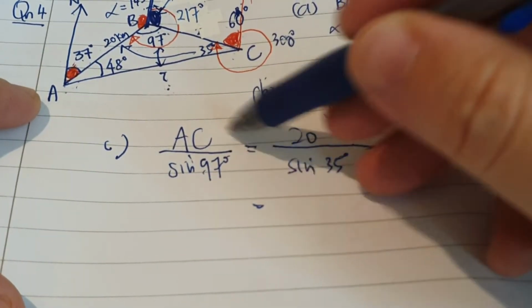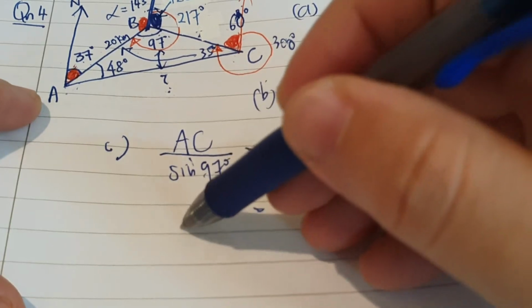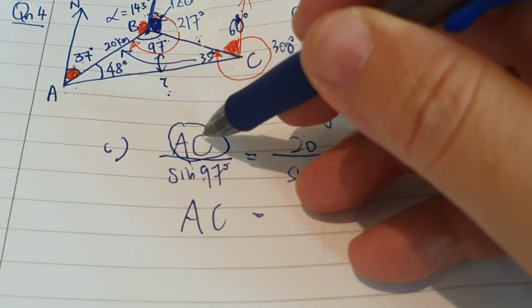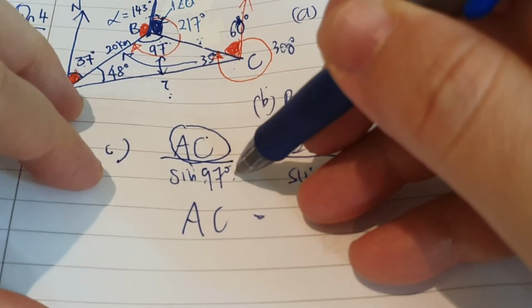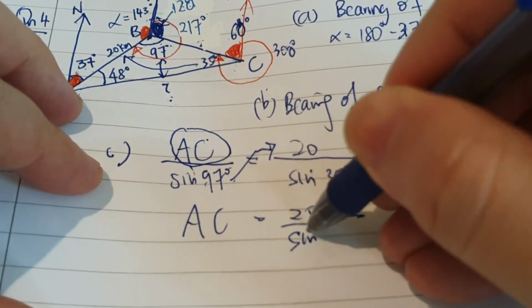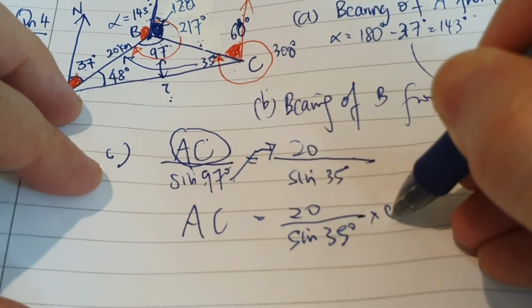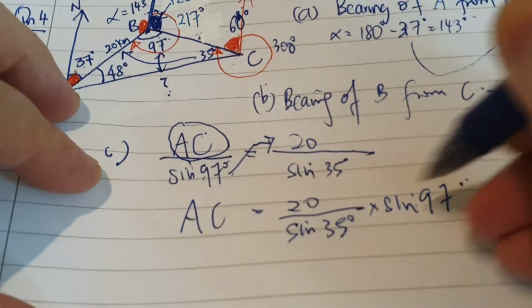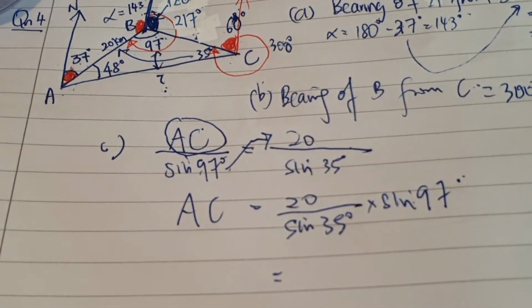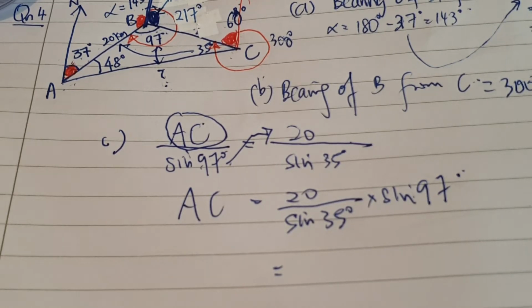Don't cross multiply like that, then you waste time manipulating. You really want the unknown that is here. That's why I asked you to write the unknown at the top left corner. So in one step you get the answer, which is this over this times sine 97. Then you press calculator. Okay, let us press calculator. 20 over this, then you go in times.